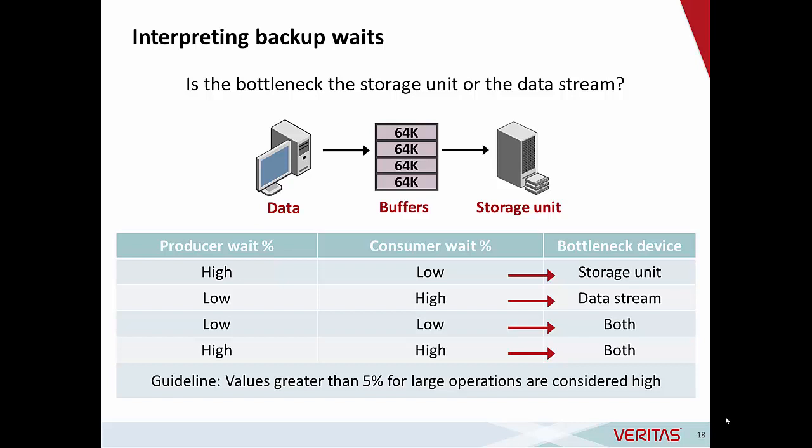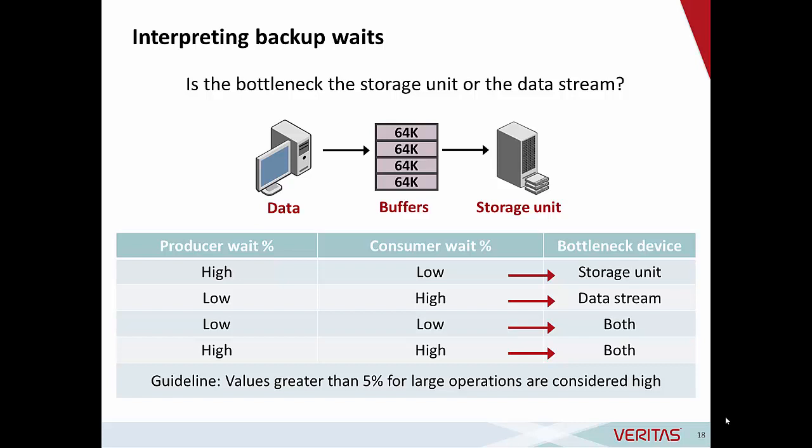If I see high numbers of waits on both the producer and the consumer, then again, like we said before, I start thinking the link between them is maybe the problem, usually a LAN. And as a guideline, when we see a percentage wait time greater than 5%, it really makes us sit up and take notice and say, hey, this is not so great.